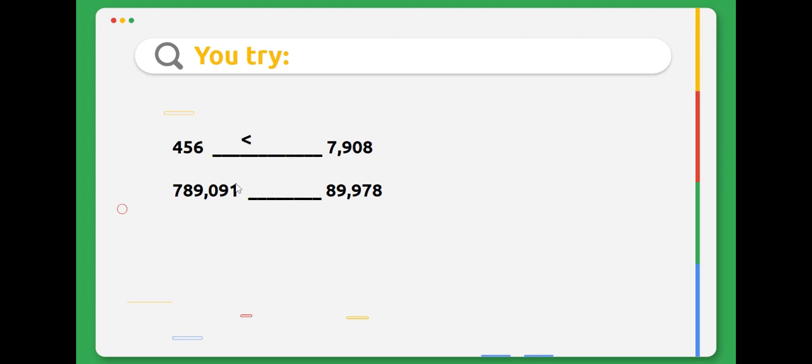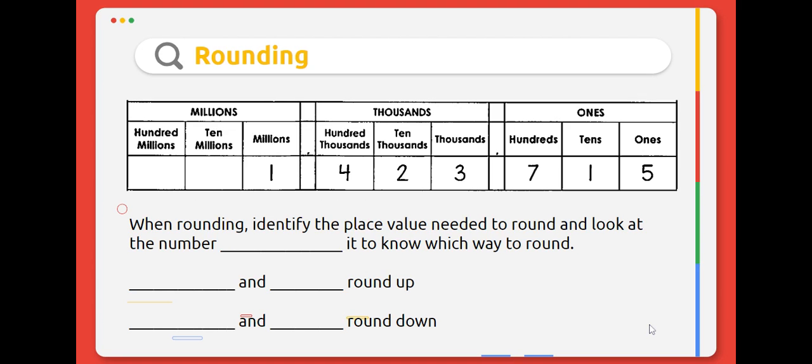Okay, looking down here, I have 789,091. Over here, I have 89,978. Well, notice I have 7 in the hundred thousands. On this side, I have none in the 100,000s. So that number is greater than. Great job. Okay. All right, rounding.